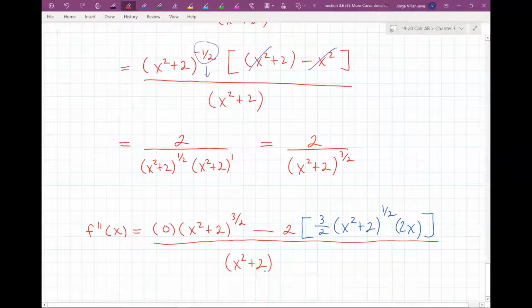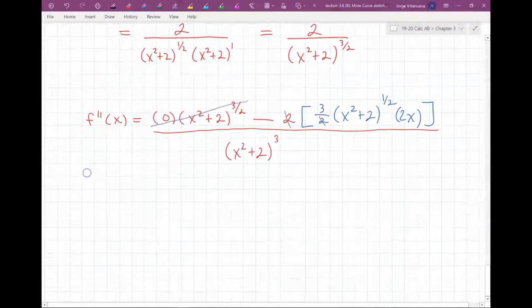Now, what happens when I take x squared plus 2 to the 3 halves to the second power? It just becomes 3. Yeah. 3 halves times 2 becomes a 3. All right. So check this out. This part is gone. This is going to cancel out because it's 0 times that. And then 2 times 3 halves, well, the 2 and this 2 will cancel out. So let me write the next step here.